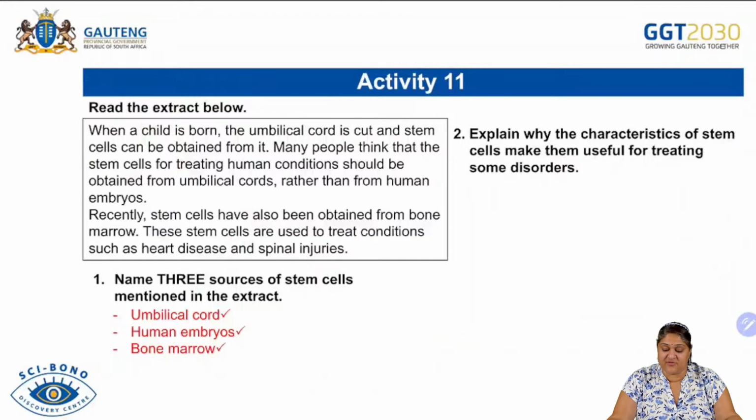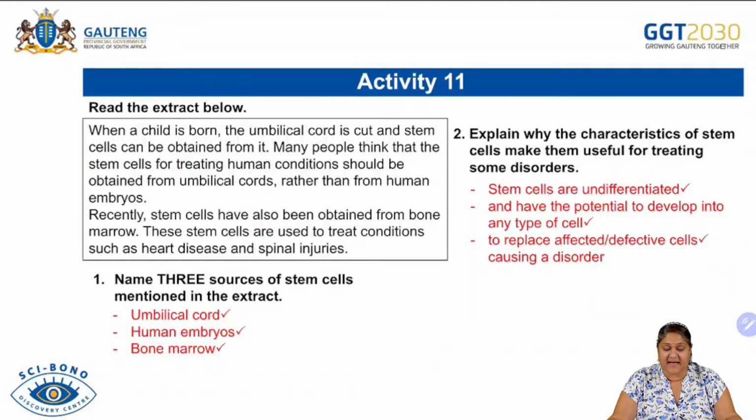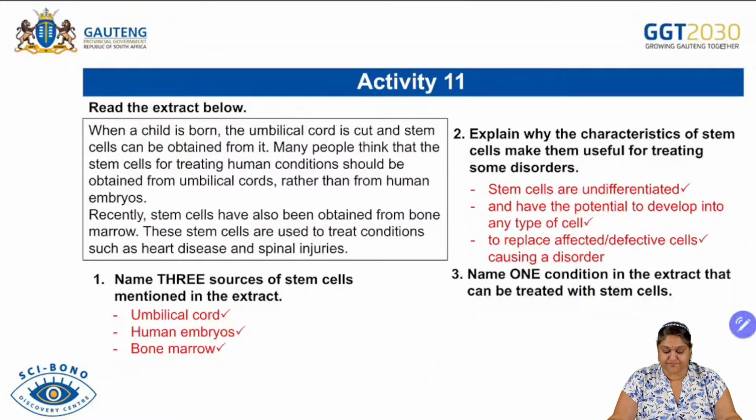Explain why the characteristics of stem cells make them useful for treating some disorders. Like I said, they are undifferentiated. They have the potential to develop into any type of cell, and they can replace affected or defective cells. Name one condition in the extract that can be treated with stem cells. They talk about heart disease and they talk about spinal injuries.